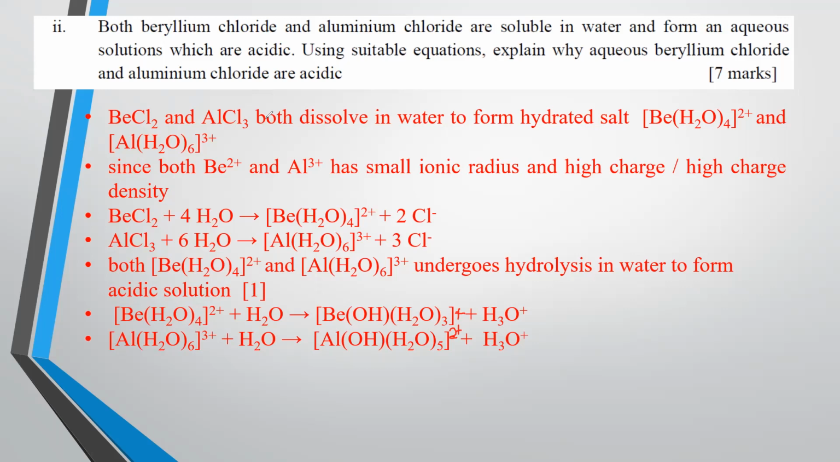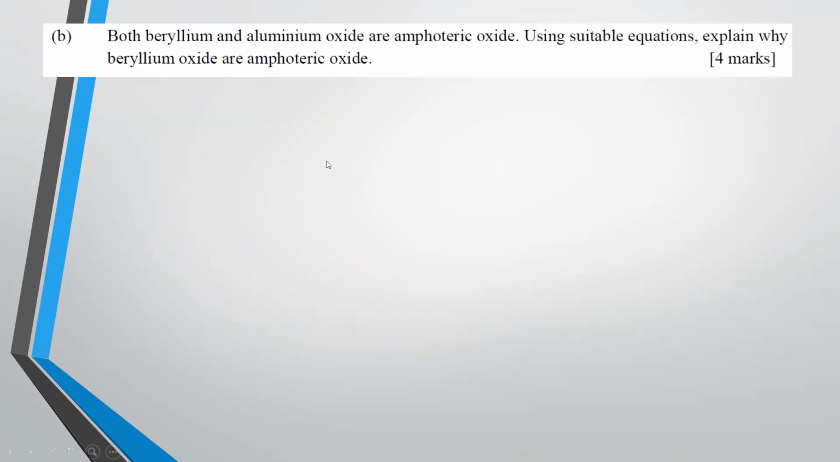Okay, and last but not least, is the reactions with the oxide. So both barium and aluminium oxide are amphoteric oxides. Using suitable equations, explain why barium and aluminium oxide are amphoteric.